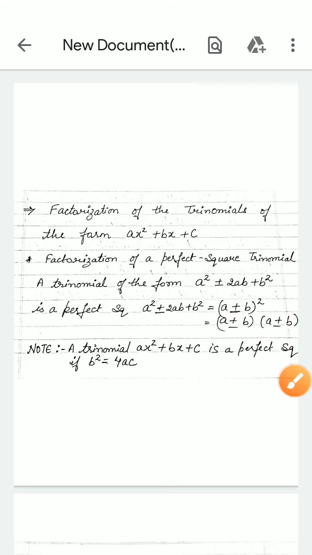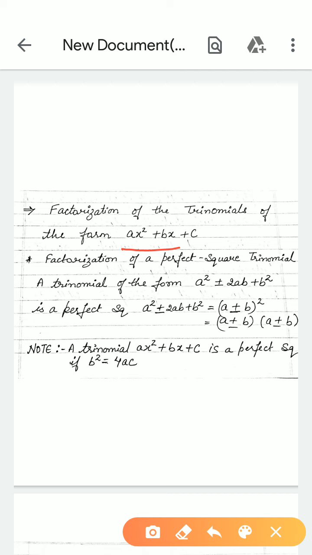Welcome back, children. In the previous class, we studied the factorization of expressions of the form a square minus b square, which were factorized as a minus b multiplied by a plus b. Today, we are going to study the factorization of the trinomial of the form ax square plus bx plus c.